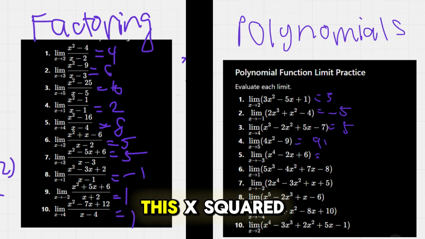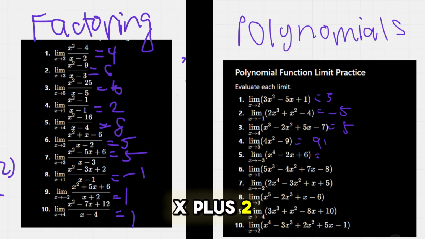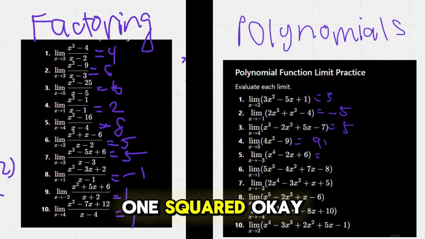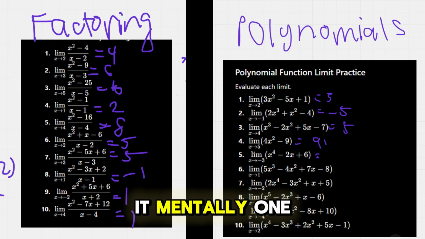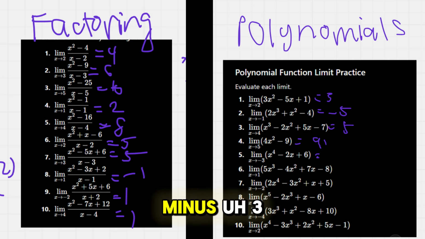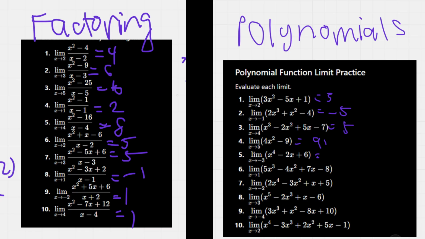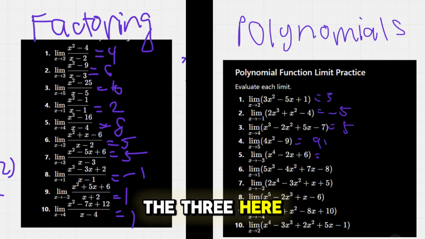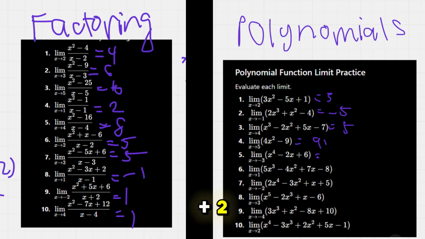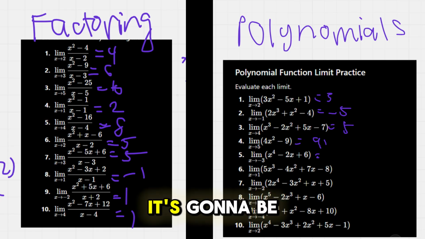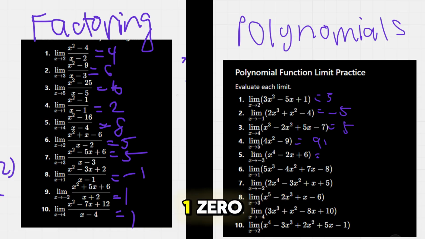So we have this x squared minus 3x plus 2. Let's substitute 1. Okay, let's just do it mentally. 1 squared is 1 minus 3 times 1 and plus 2. And 1 minus 3 is going to be negative 2. Negative 2 plus 2 is going to be 0. Then we have 1 minus 1, 0.